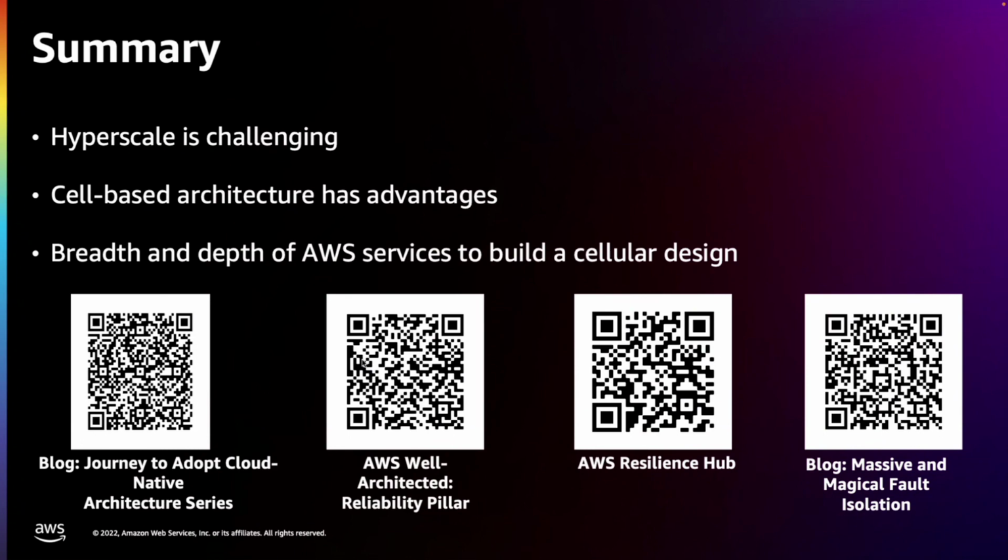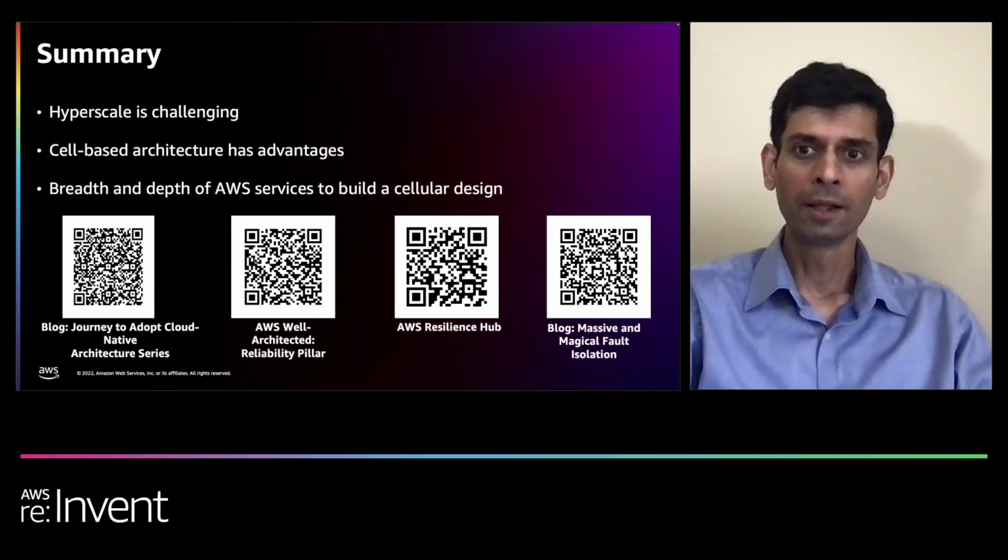Starting with the cloud native architecture series, there is a good blog series that you can take advantage of. The reliability pillar of Well-Architected provides good information with a resiliency focus, and Resilience Hub also has a lot of useful resources. And then there is a blog which talks about fault isolation handling within our own AWS services and how it uses some of the cell-based architecture principles.